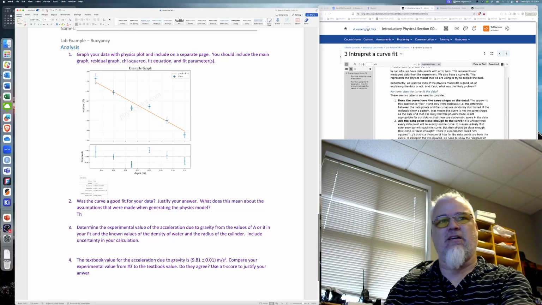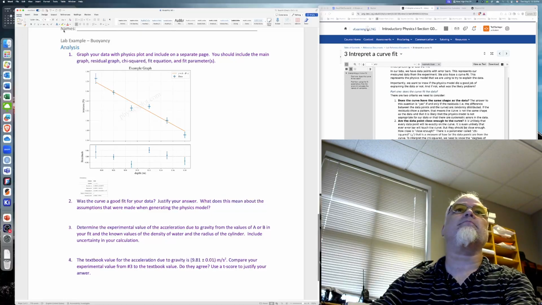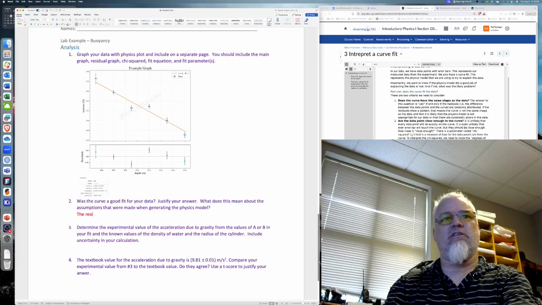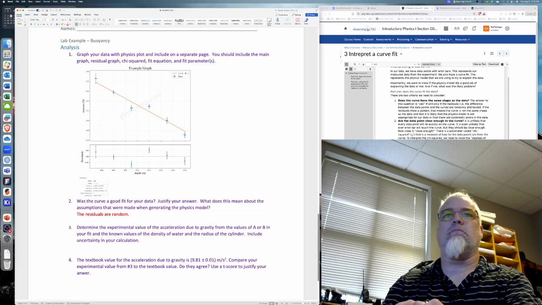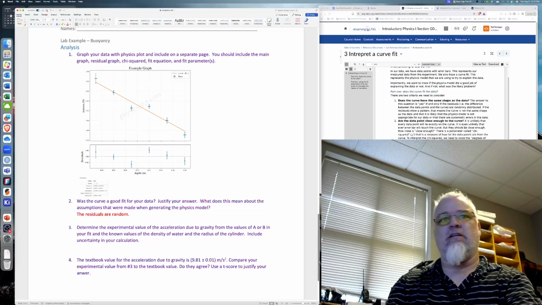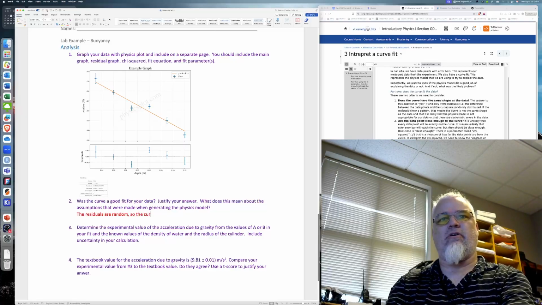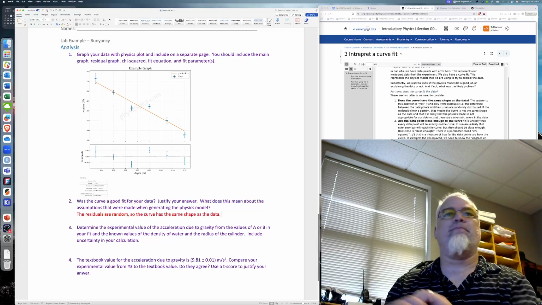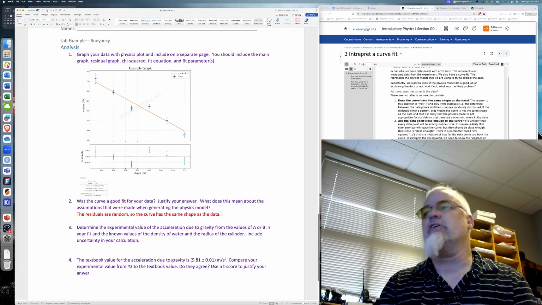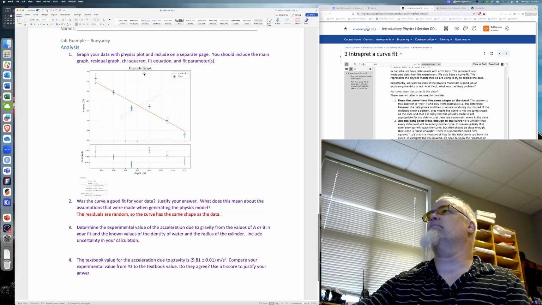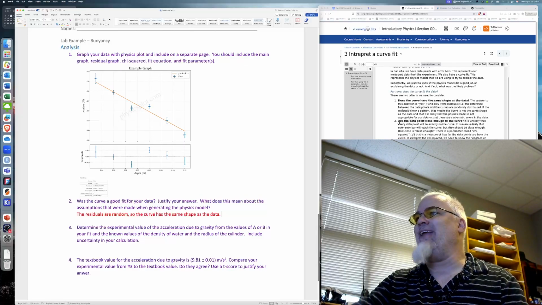So I'm going to start off by saying the residuals are random, so the curve has the same shape as the data. Okay, next we're going to look at the chi-squared. And that is going to tell us if the points are close enough or not.